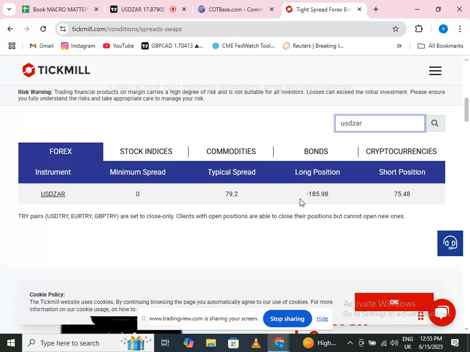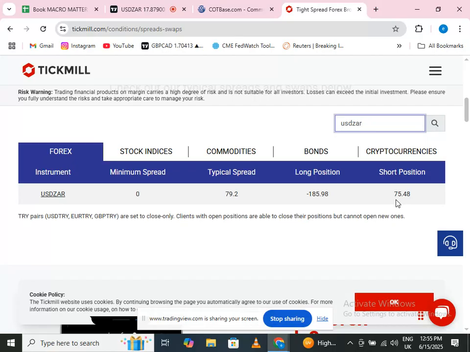When you buy the USD South African rand, you'll be paying the broker negative 1.25.98. First, you have a loss, and then you'll be paying the broker. How do you know you'll be paying the broker? You'll be looking at your capital. Your capital will be minimizing. The broker will be taking something from you. But when you sell, the broker will be paying you 75.48.